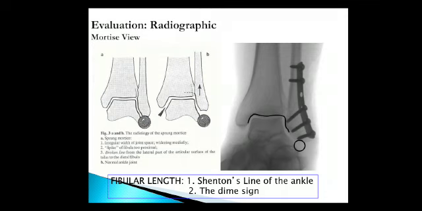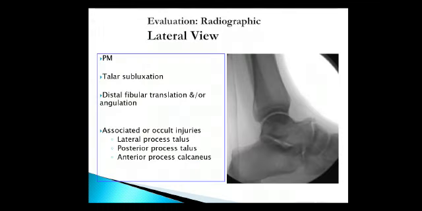And there is something called the dime sign: on the weight bearing ankle, there is a circular area formed by the talus and the fibula. So if the fibula is proximally migrated, the circle is not formed and there is a break in this dime.